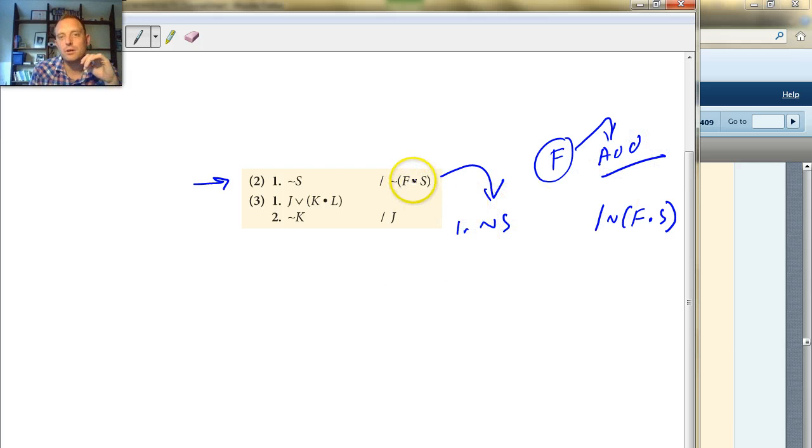Well, notice there's a negation here, but if I just add F, that's problematic because it looks like I'm going to have to do a DeMorgan's, since I have a negation in front of a parentheses with the conjunction. So line 2 is going to be this, not S and not F. This is line 1 addition. I added not F instead. Instead of adding F, I added not F.